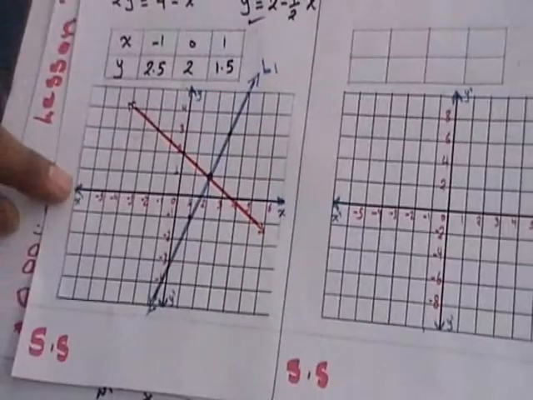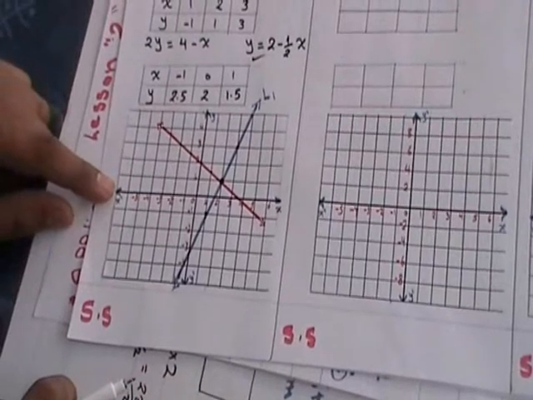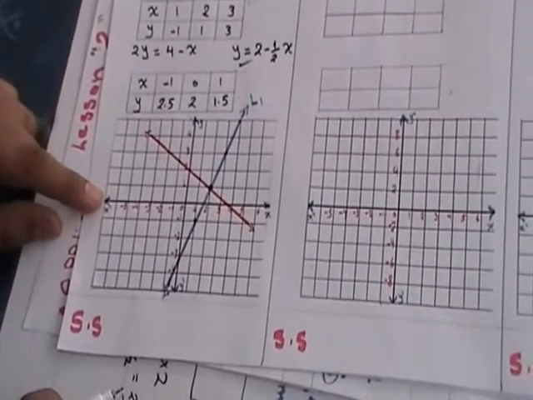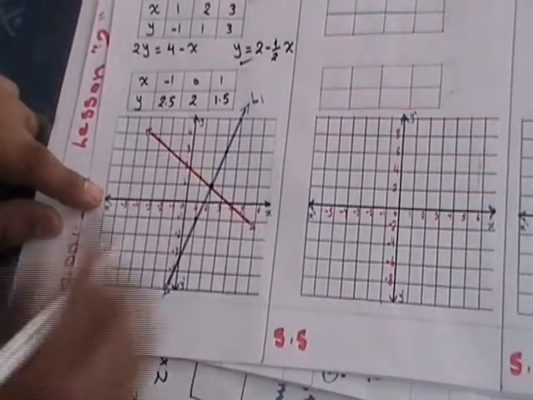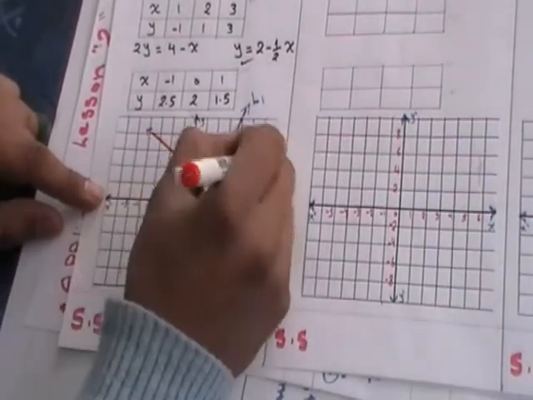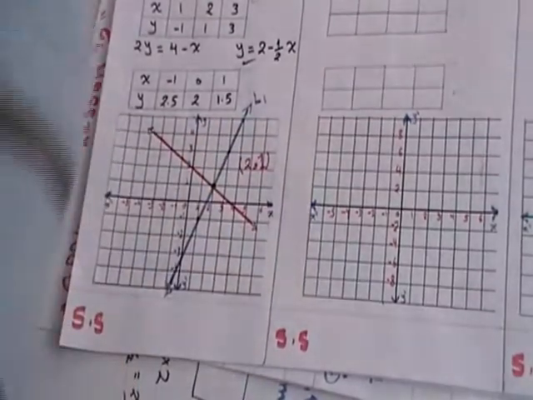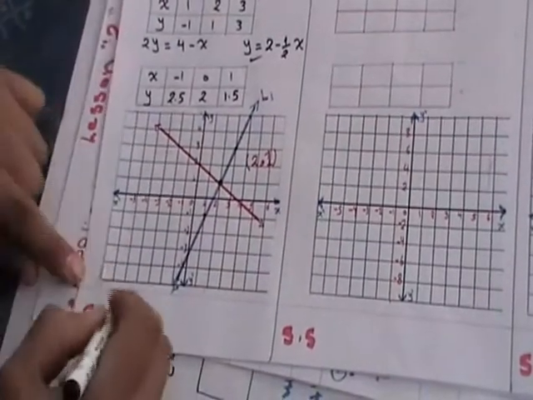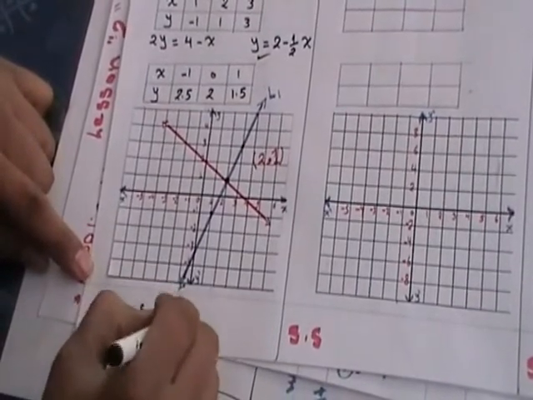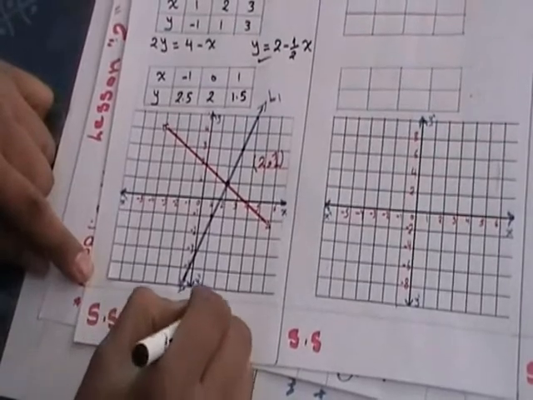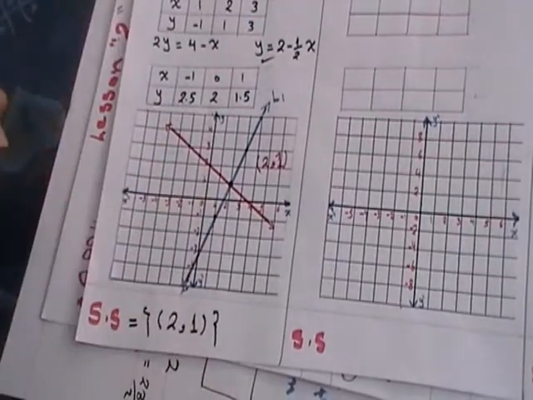We can say that the solution set of two equations of the first degree in two variables, represented by two straight lines, is the intersection point between the two straight lines. As we see, the intersection point here is 2 and 1. So our solution set will be the set which contains the ordered pair 2 and 1. And it's important to put it between two braces of a set. Inside them you have an ordered pair.